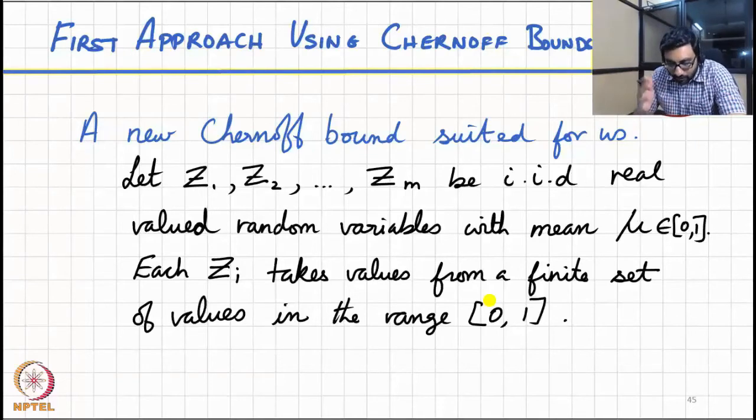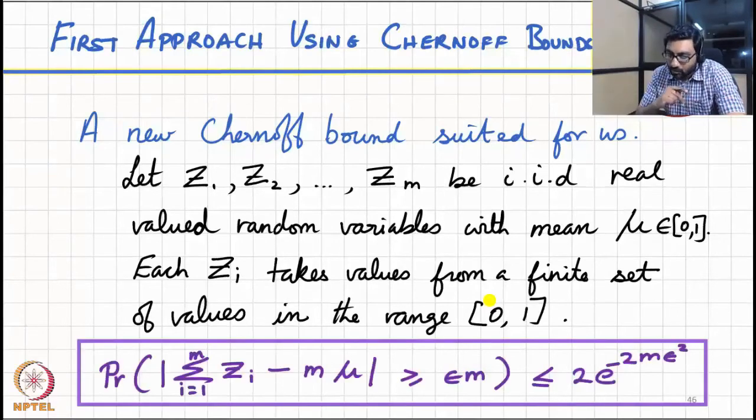We don't even need that, but we do have that as far as we have this freedom to allow the Zi's to take any finite set of values. And now let's look at the probability that the sum of these Zi's deviates far from its mean.